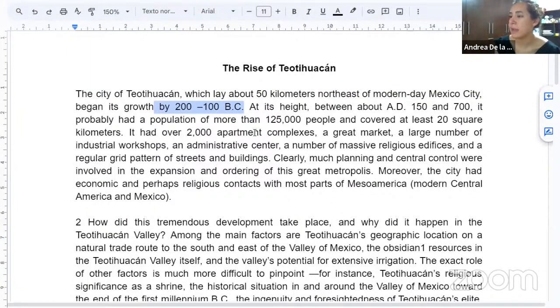It says apartment complexes, market, industrial workshops. So they're probably talking about architecture, commerce, industry, administration, religion. All right, they're talking about everything. And then they say the expansion and ordering. So the expansion of the city. That is what you do.